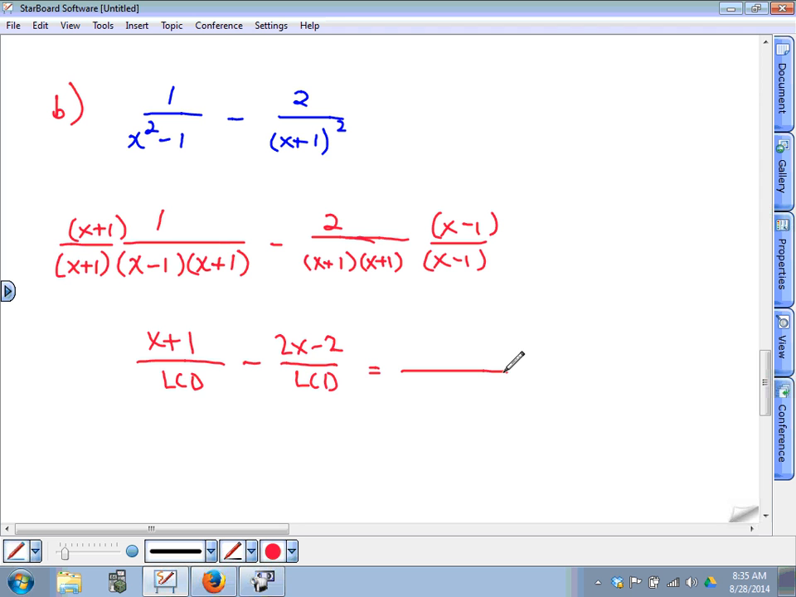Ooh. Be very, very careful here. Please be careful in the numerator. What do we get? Negative x plus 3. It is negative x plus 3. Why is it negative? That is the correct answer. Negative x plus 3.